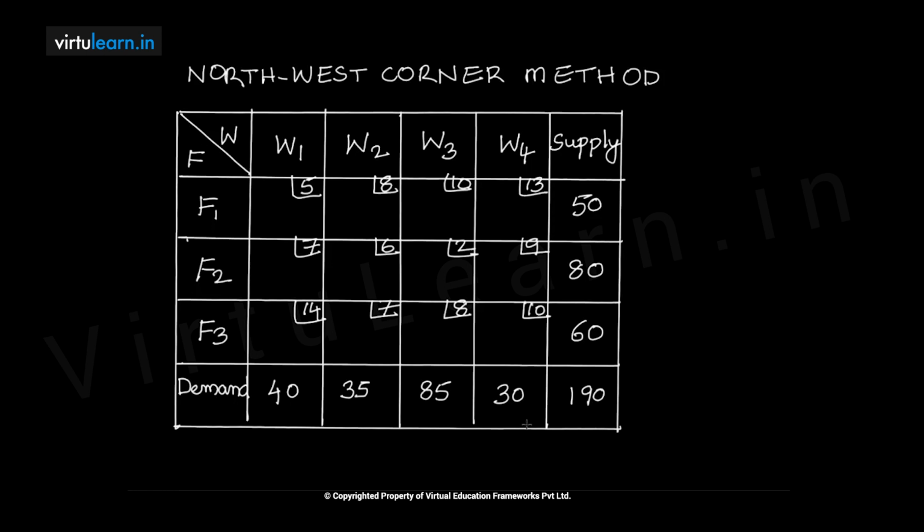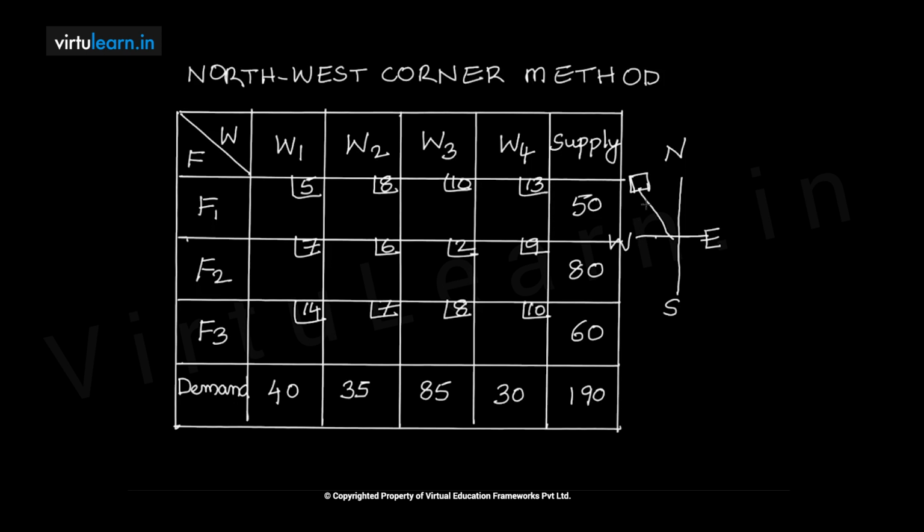Now we start allocating the units. Since this is the northwest corner method, the units should be allocated on the basis of the direction of the cell. Here this is north, this is east, this is south, this is west. Based on the direction, this is the northwest corner. This is north, this is west.